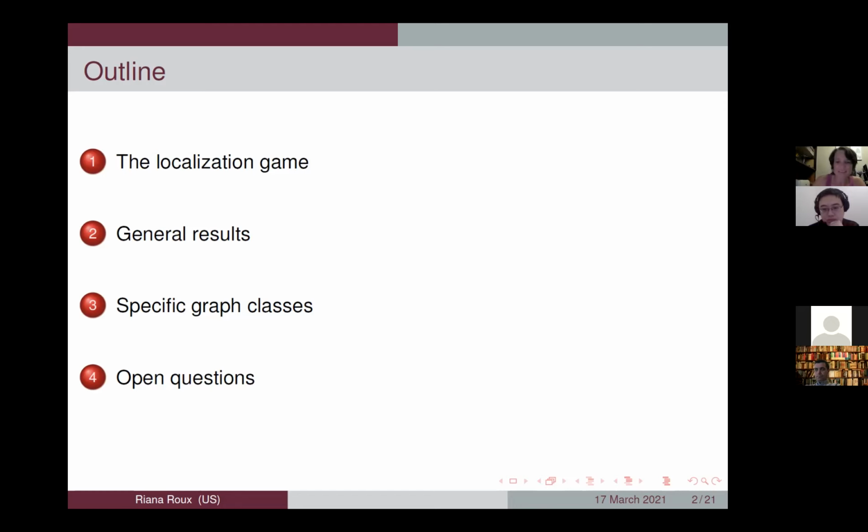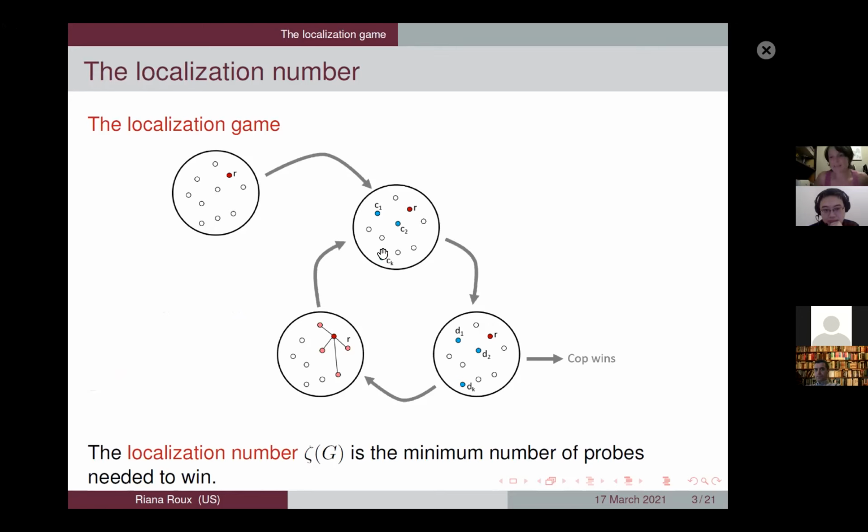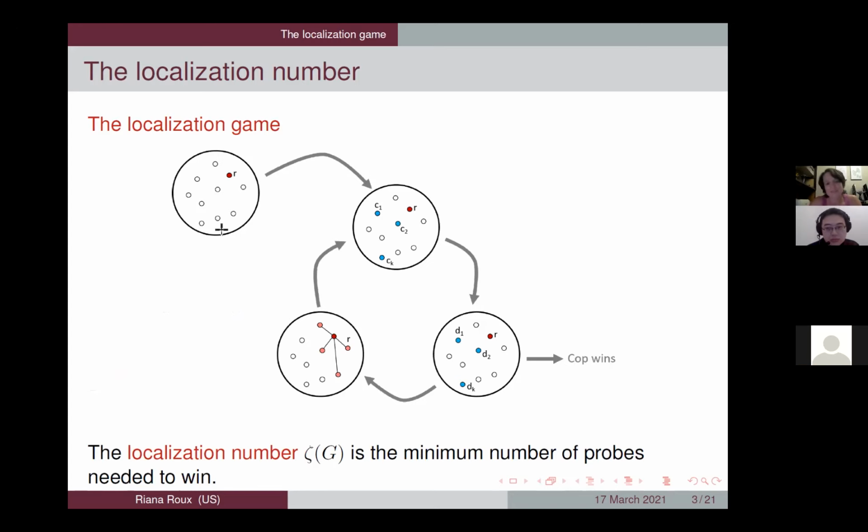Okay, so the localization game is kind of a cops and robbers game. So it's a two-player game where the aim of the game is for the cop to locate the robber. So how it works is the robber initially starts on the graph at any position in this graph. And the cop obviously doesn't know where the robber is, because if he knows where the robber is, then the game is done. So it is unknown to the cop.